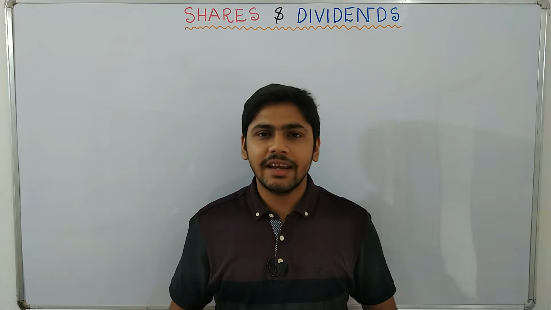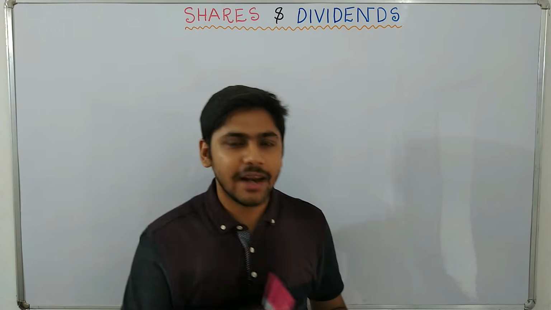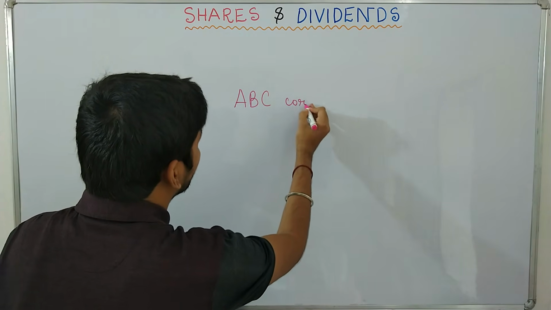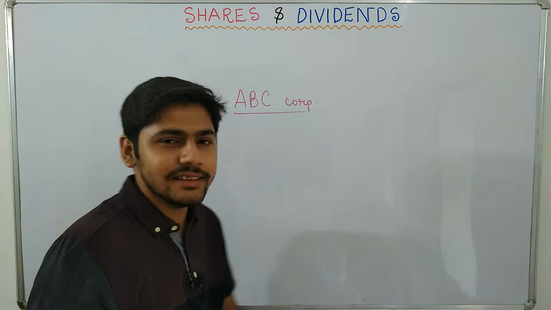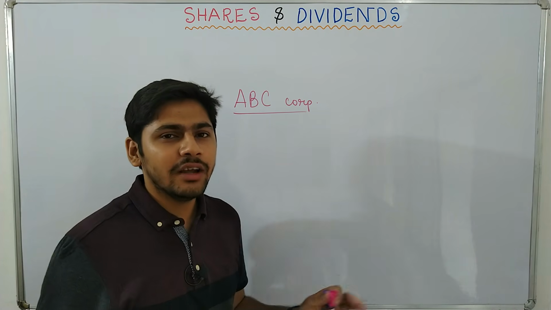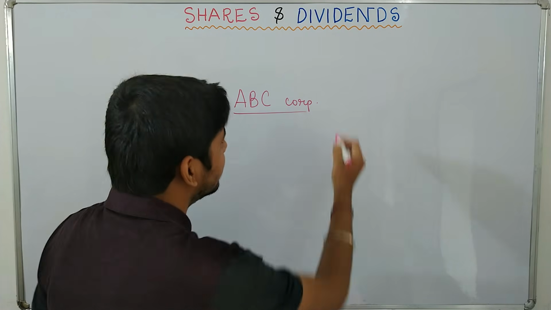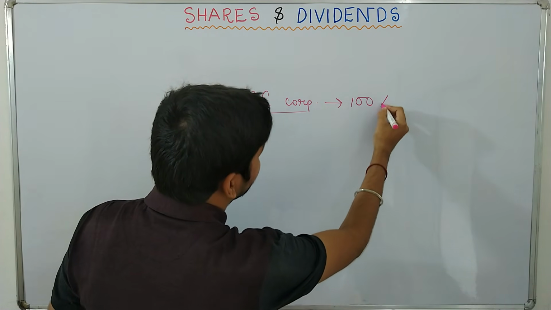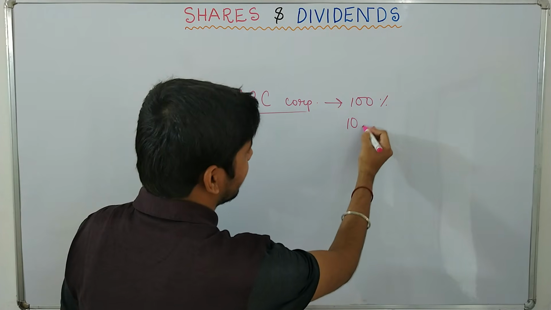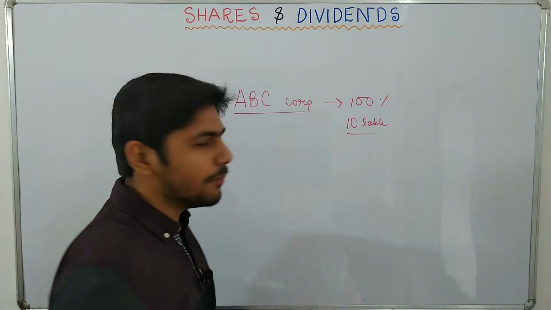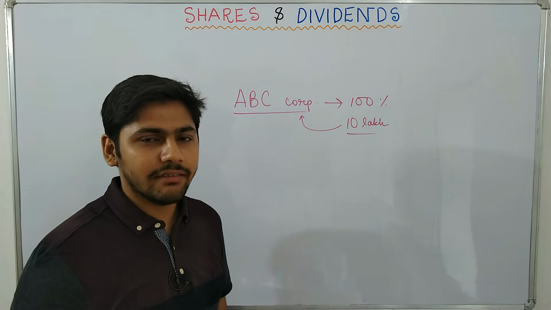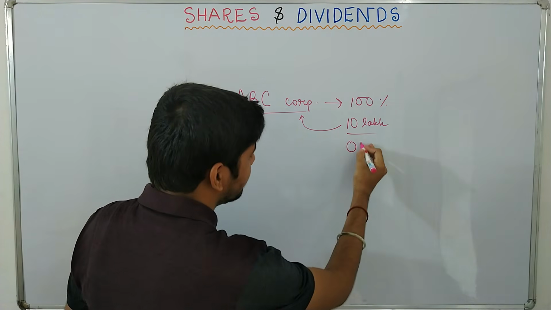Imagine that I create a company, ABC Corporation. Let me write it down. I created this company and I am the sole owner of this particular company, which means that I own the total 100% of this particular company. At the beginning, I had 10 lakh rupees. Over a period of time, I invested all that money in the company and now I don't have any money left. That means I have zero money.